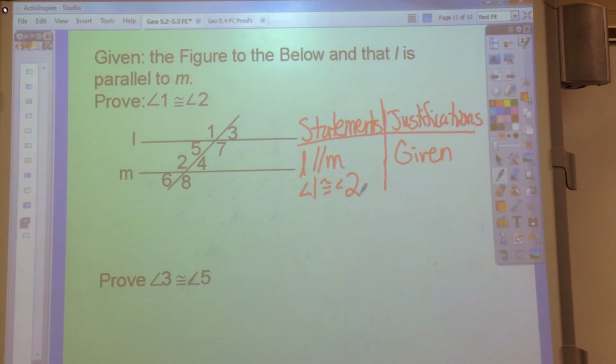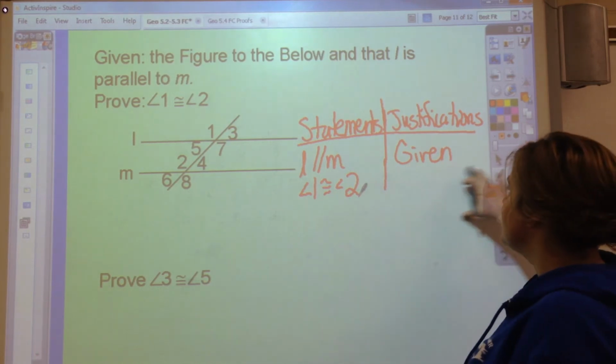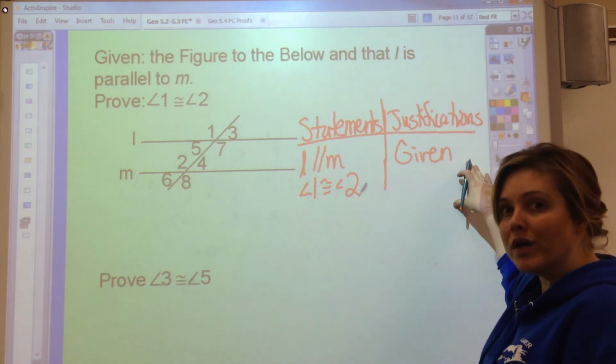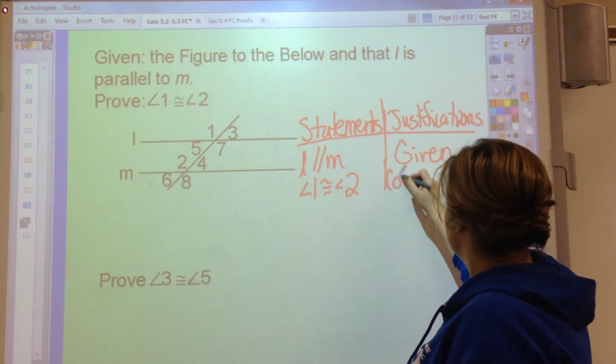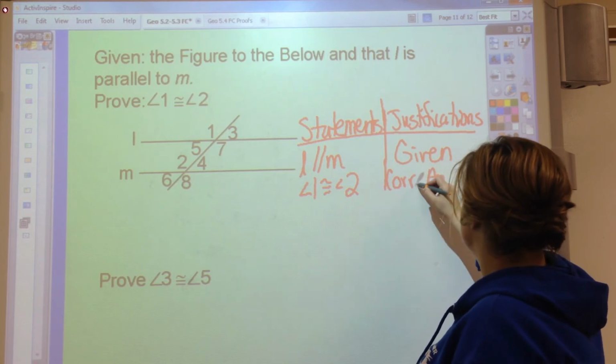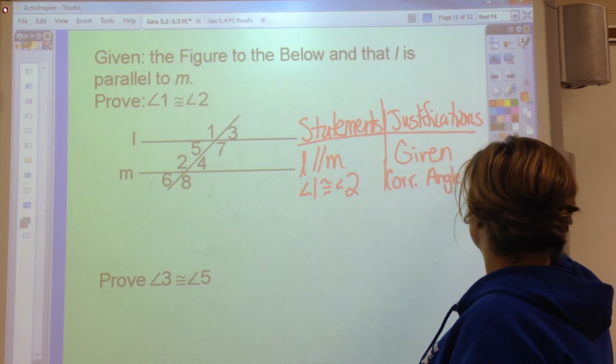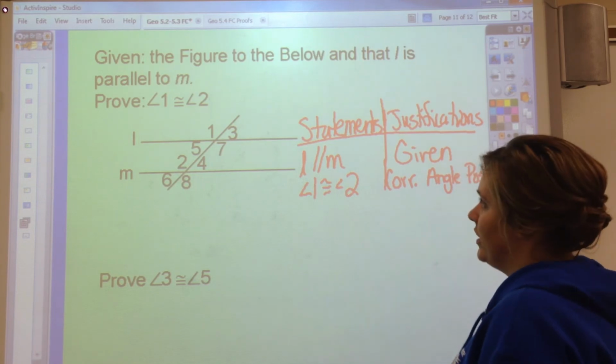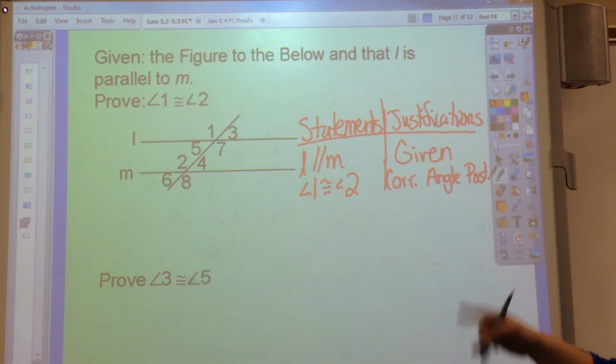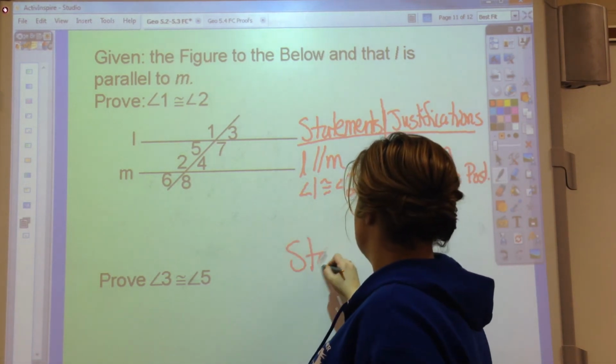Make sure I get the name right. This is the corresponding angles postulate. Suppose two coplanar lines are cut by a transversal. If two corresponding angles have the same measure, then the lines are parallel. Conversely, if the lines are parallel, then we know the angles are congruent. So my only justification I can give right here is the corresponding angles postulate. And we can use shorthand notation. Corresponding angles postulate. Now, how about 3 and 5 for these statements and justifications?